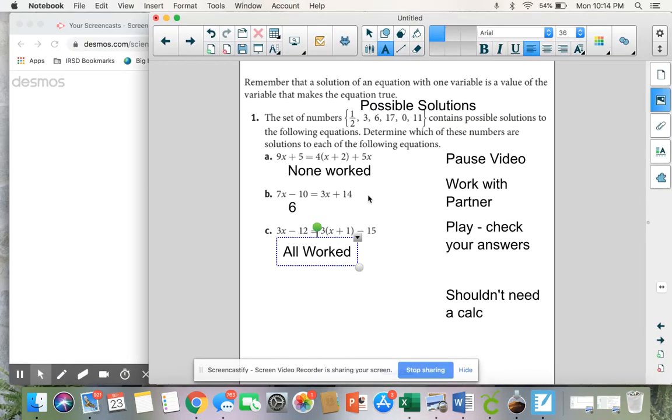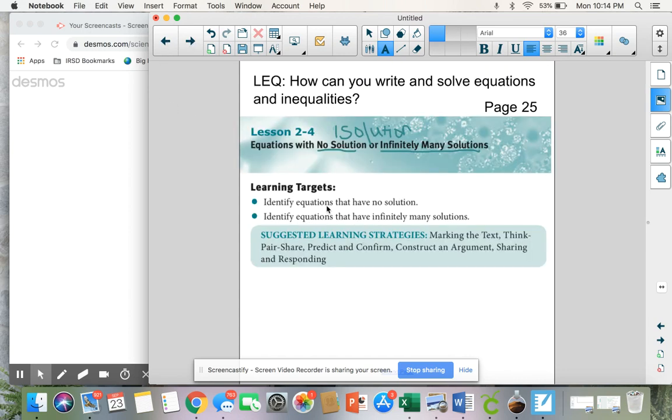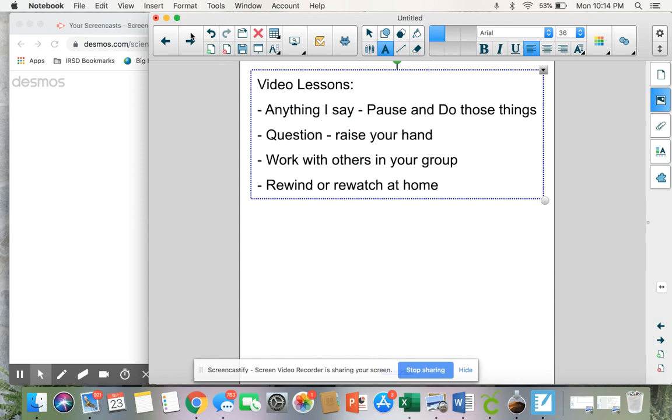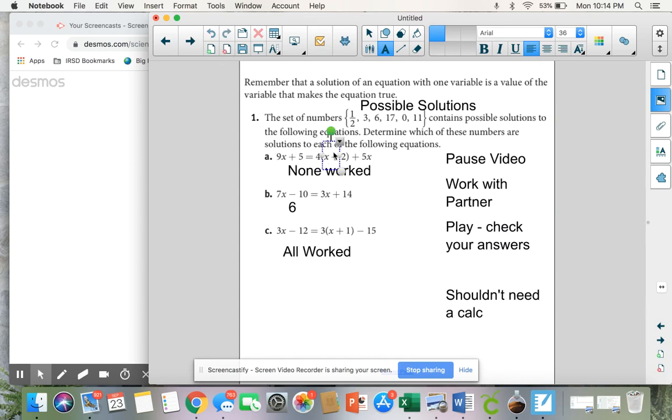Okay, so for the first one here, it's important to note that none of those possible solutions worked for this. And I guess you could have used a calculator to kind of plug them in and check them. Then for the second one, you should note that the solution 6 worked. And for the third one, you should note that every one of those potential solutions works. So if we go back to our LEQ, identify equations that have no solutions and identify equations with infinitely many solutions. What does the term infinite mean? So infinite means like everything, endless possibilities. So when it says that every solution worked, then you can assume that that would have infinite solutions.